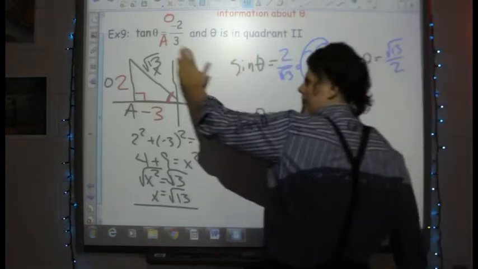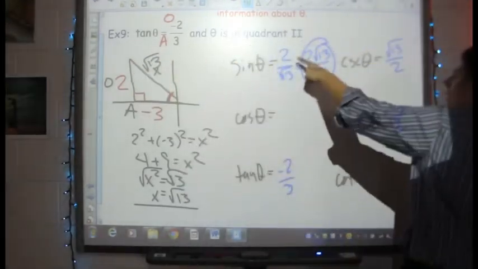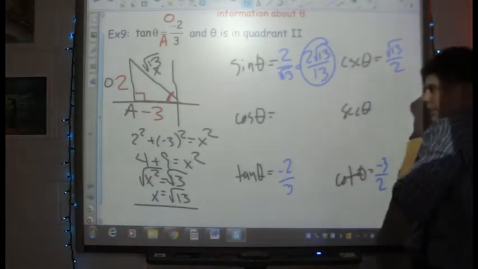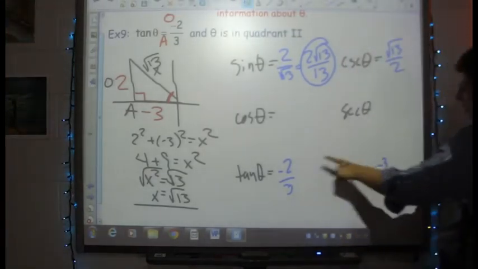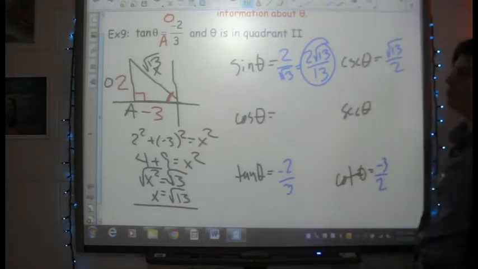Remember we said in the second quadrant, sine and its reciprocal are positive, which sure enough, they came out positive. That means cosine, secant, tangent, and cotangent are negative. Oh look, these are already negative. I already knew that. Let's see what happens with cosine.